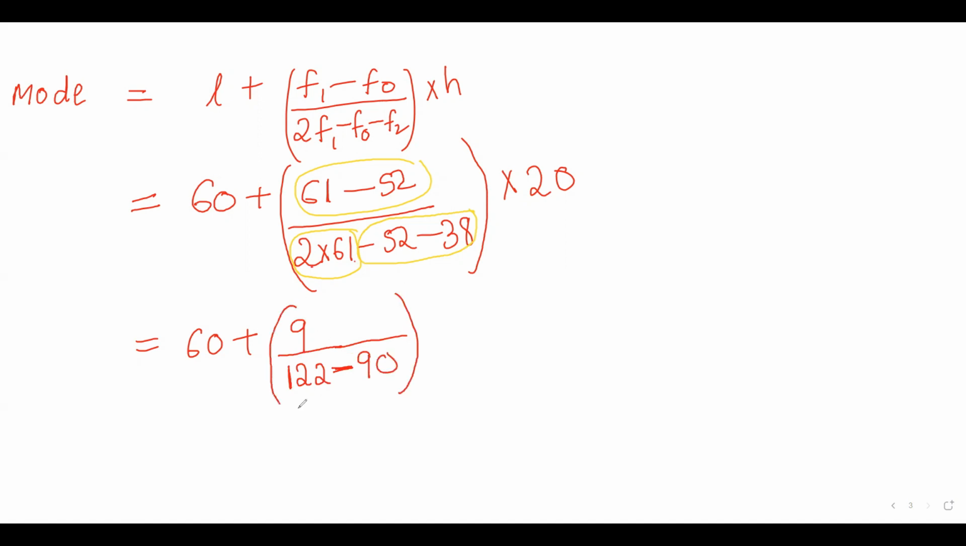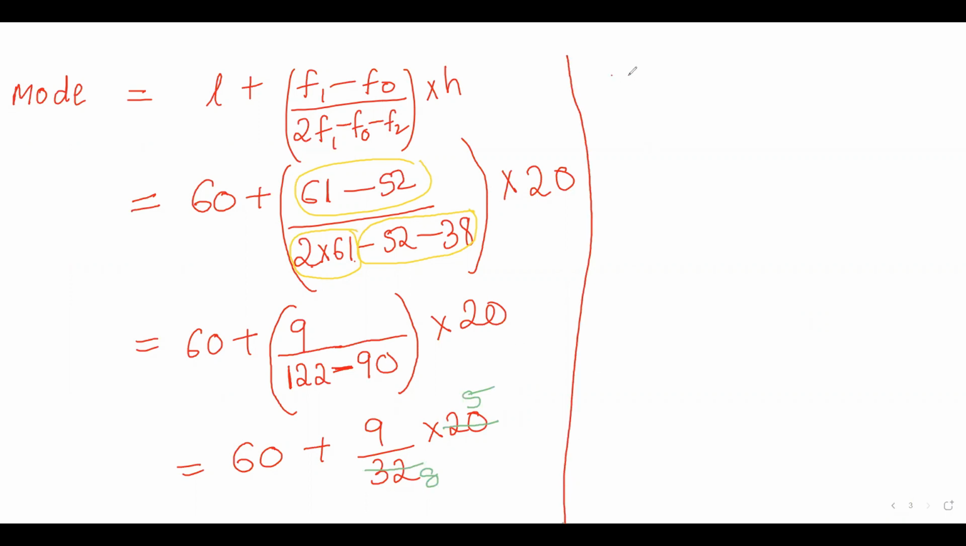Into 20. Subtract 122 and 90, we get 32. 32 into 20. Try to cancel. If you get a chance to cancel, please try to cancel it off. With the 4 table, 4 8s are 32, 4 5s are 20. I am cancelling both. So what is remaining? 60 plus 9 by 8 into 5. So there is no chance of further simplification.